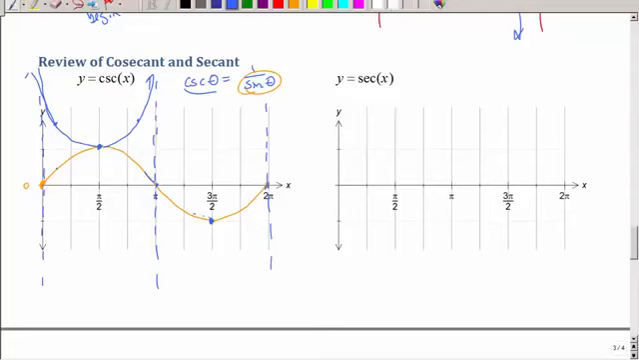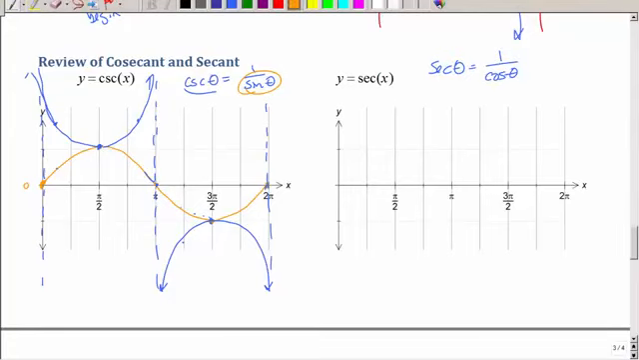Same thing here. Instead of this value, we're going to have the reciprocal of those values. So we still have a period of 2 pi, and we can just use the sine wave to graph the cosecant. Okay, the secant of theta is the reciprocal of cosine of theta.